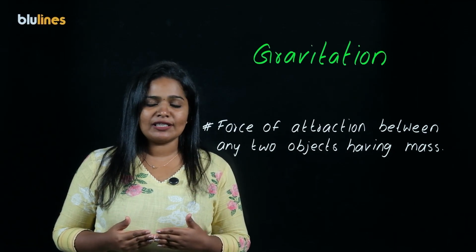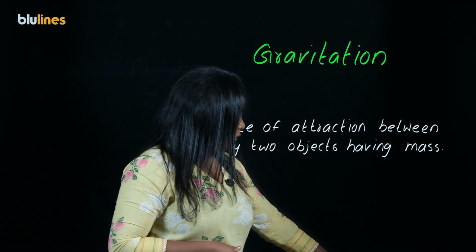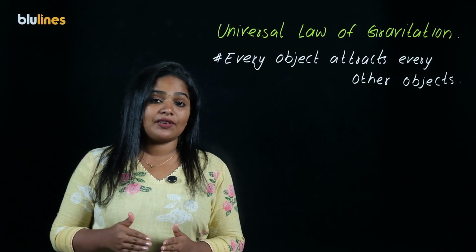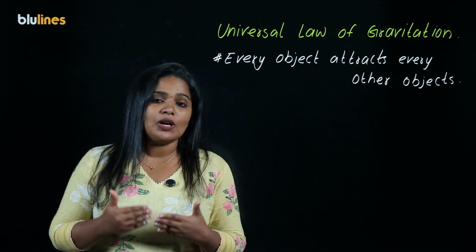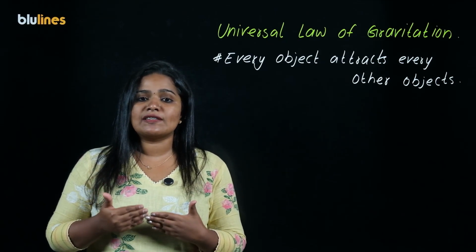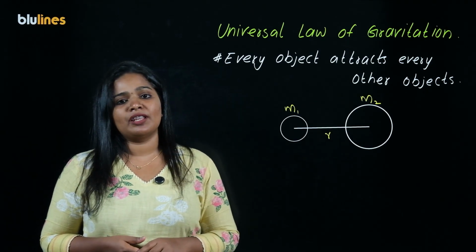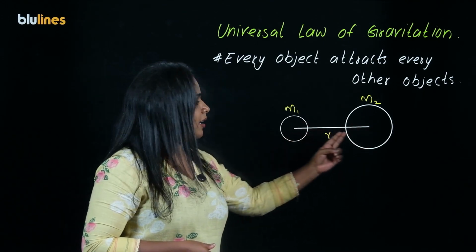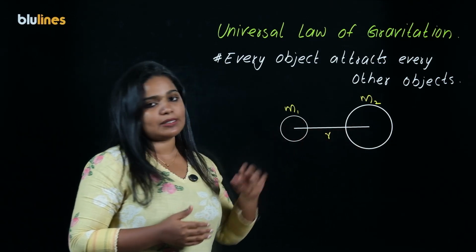Based on his observations, Newton developed the universal law of gravitation. What is the universal law of gravitation? Every body in this universe attracts every other body with a force which is directly proportional to the product of their masses and inversely proportional to the square of the distance between them. We can understand this with the help of an example here. We have two masses m1 and m2 separated by a distance r. And see, the distance is measured between the centers of these masses.